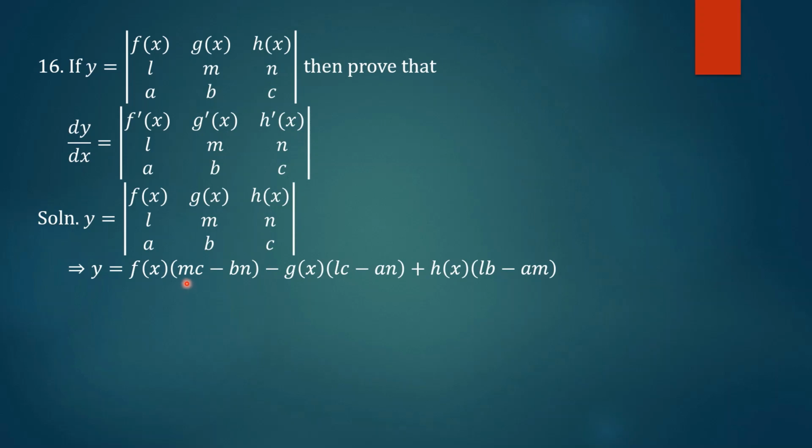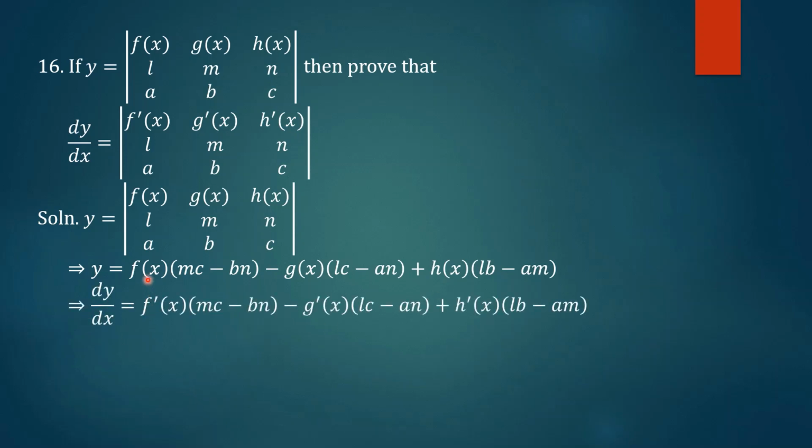So this bracketed term is a constant, this bracketed term is a constant. So differentiation will act on fx, gx, and hx only. So dy dx is equal to, this is fx differentiation f dash x, it will remain same. Gx differentiation g dash x, this is remaining same. Hx differentiation h dash x, this is remaining same. Is that clear? Then again you revert the expression.